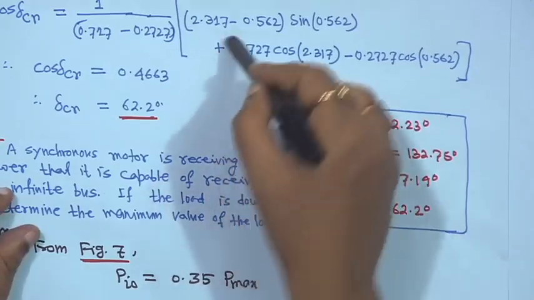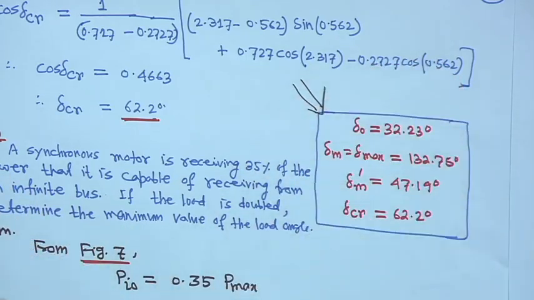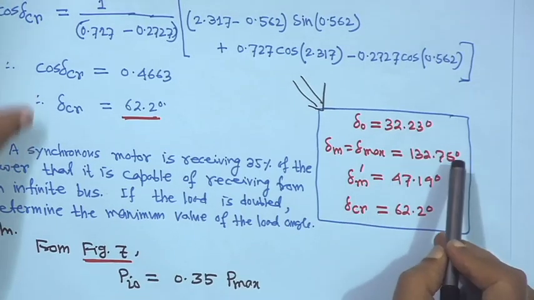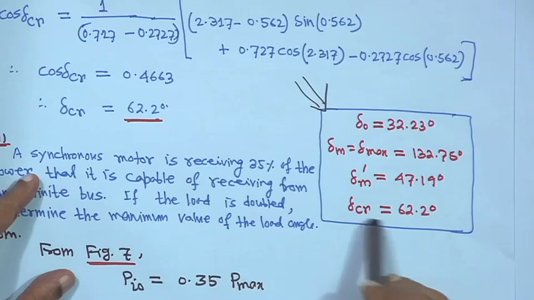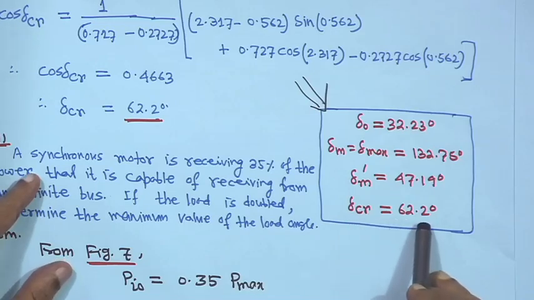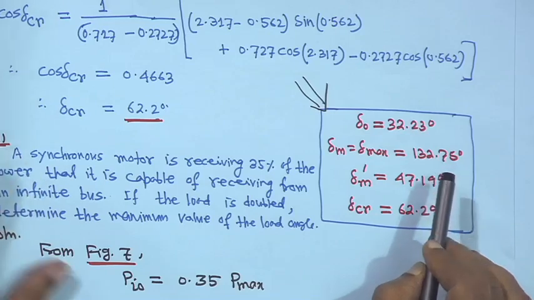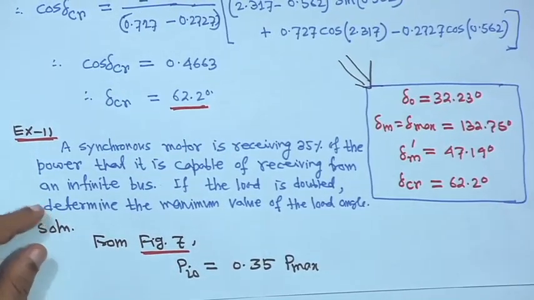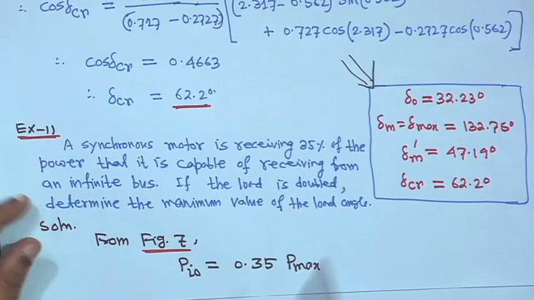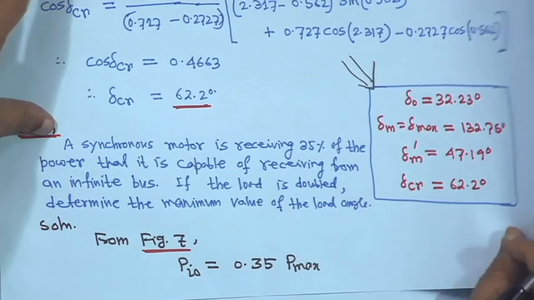So, results are summarized here for this problem: delta 0 we got 32.23 degree, delta m dash we got 47.19 degree, delta CR we got 62.2 degree, and delta m, which is delta max, we got 132.7 degree. So, this is one, and another example you take. This is a short, small example.